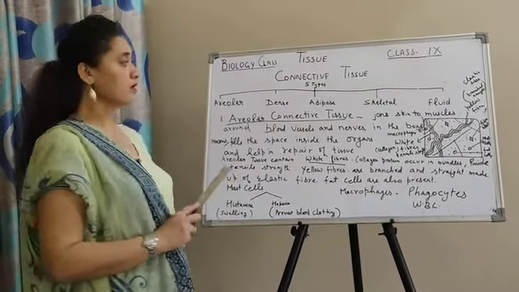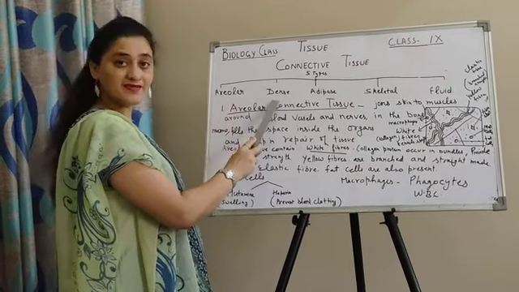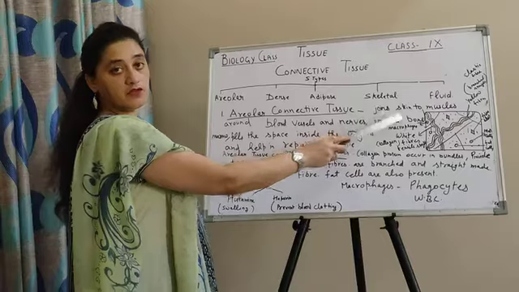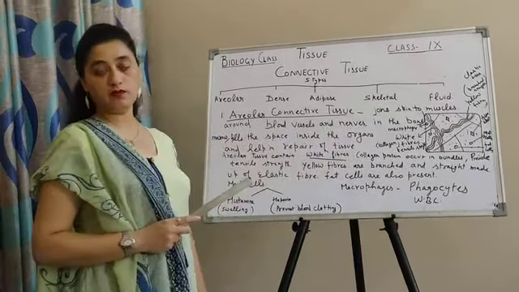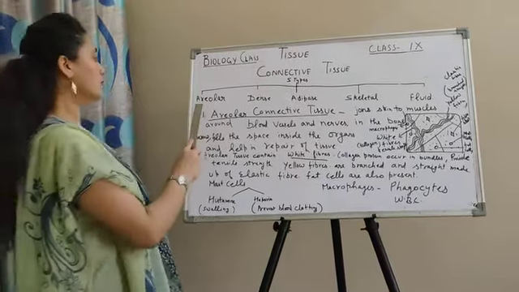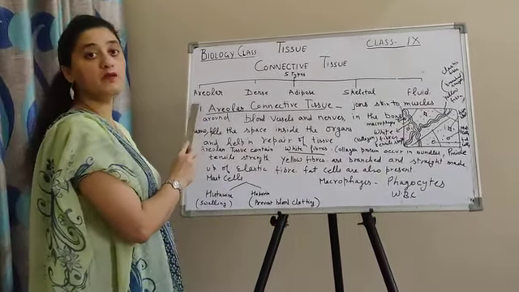Connective tissue is further of 5 types. Number 1, areolar connective tissue, dense connective tissue, adipose connective tissue, skeletal connective tissue, and fluid connective tissue. Right? And today we will study about areolar connective tissue. First, areolar. What the name indicates.